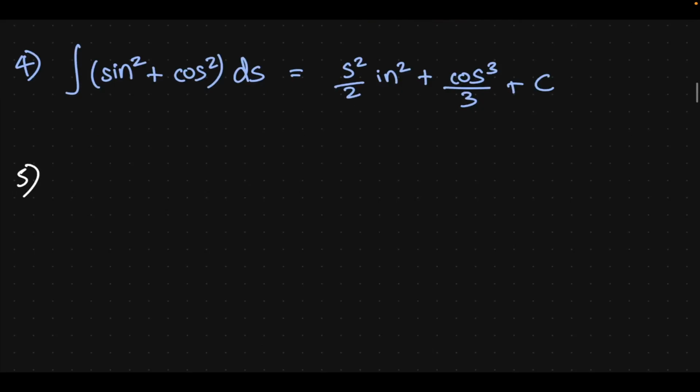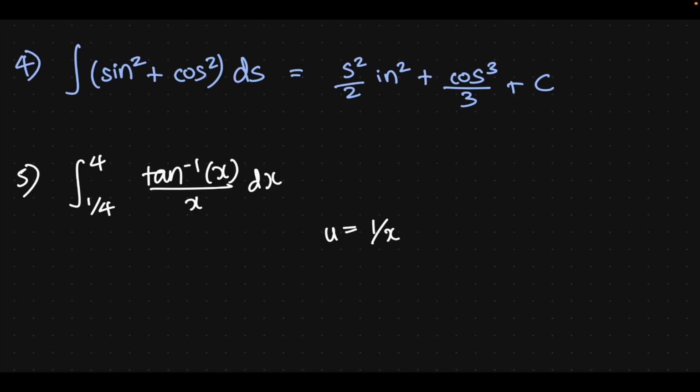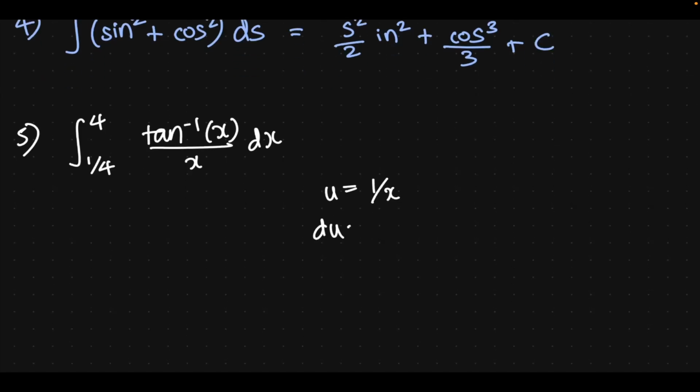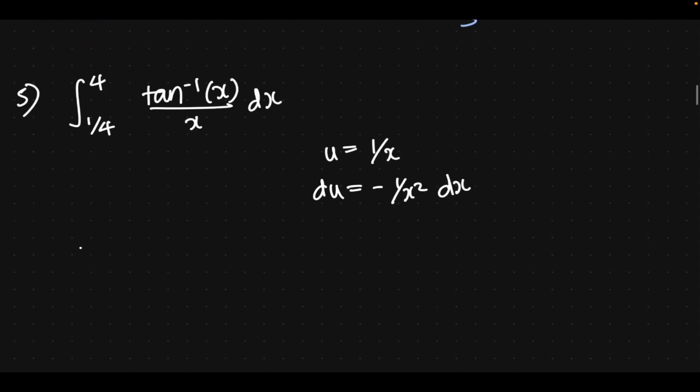Question number 5. We have integral 1/4 to 4 arctan of x over x dx. Now the bounds of integration should be suggestive that we have to use this reciprocal substitution. U equals 1 over x. So du is minus 1 over x squared dx. When we do that, the bounds remain the same because we're absorbing the minus sign because of the denominator linear factor. So 1/4 to 4.